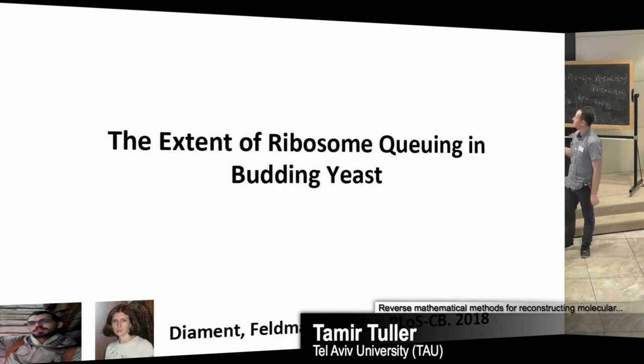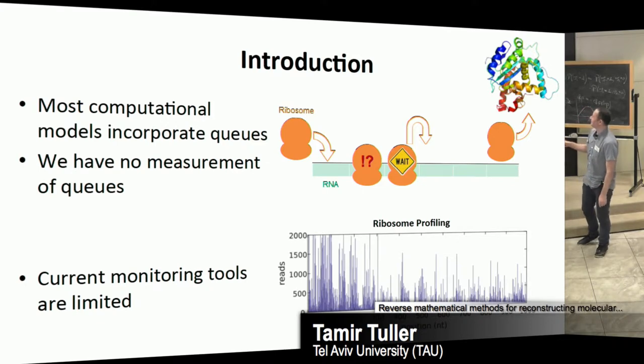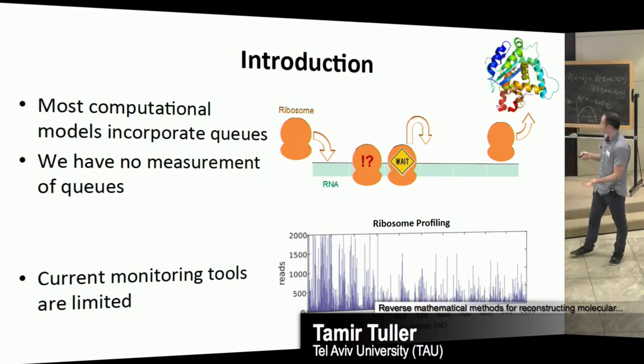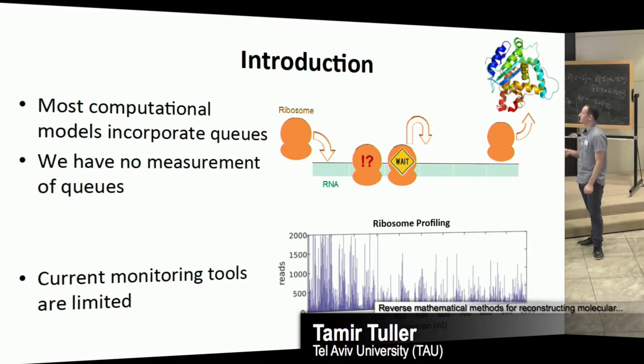So this is the second story, about our recent paper where we try to estimate the traffic jams of ribosomes. Five minutes, okay, it will be challenging. Traffic jams: we assume traffic jams in all our TASEP models, but how frequently do we see traffic jams in ribo-seq? Actually, people claim that there are no traffic jams in standard conditions.